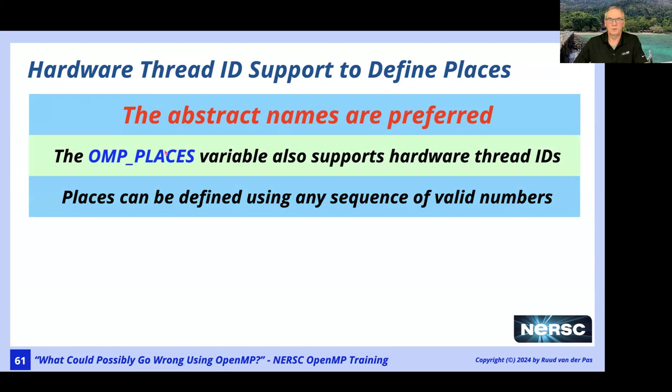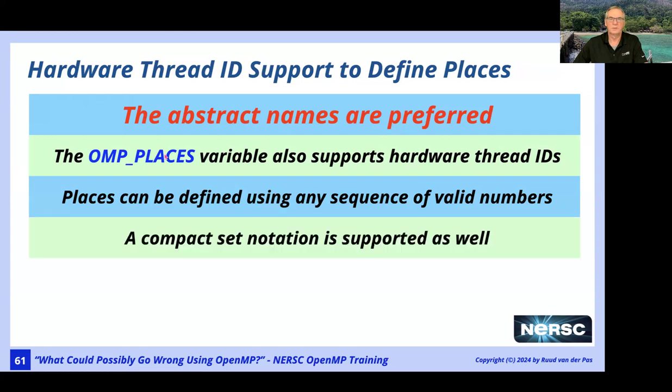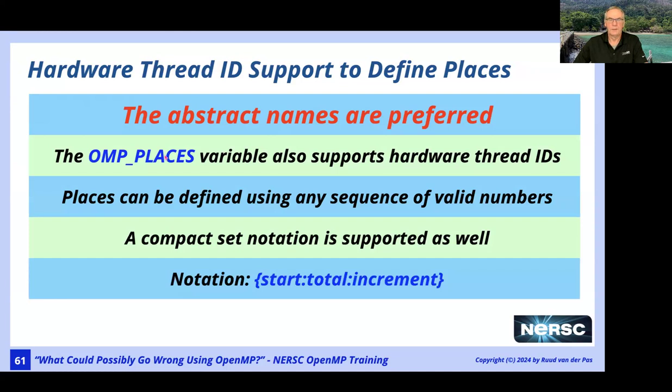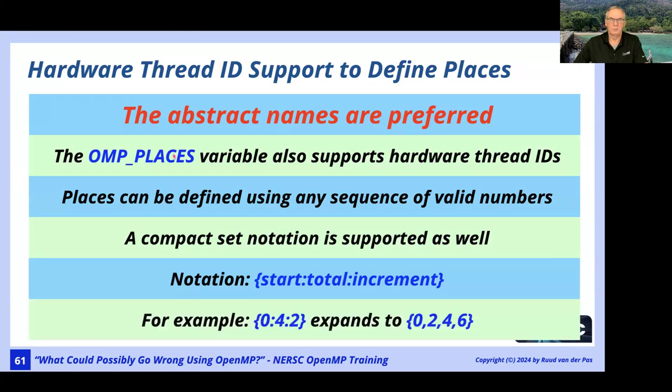So when you use the hardware thread IDs, you just use any sequence of valid numbers. They have to be valid numbers. And since there could be a lot of hardware threads in your system, there's a nice compact set notation. You have a triple of numbers: the starting value, the total number, and the increment. So if you specify as a place 0:4:2, that means I have four numbers. It's the middle number. I start with 0 and the increment is 2. So that compact notation expands to 0, 2, 4, and 6.